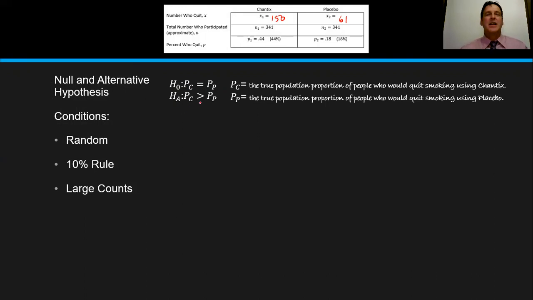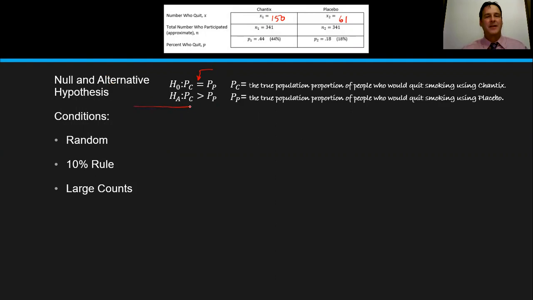Okay, the alternative suggests that the Chantix group actually has a higher proportion. And as a drug company, that's what I really want to show, that my intervention is purposeful, and that my proportion was actually larger than having a placebo group. Keep in mind that this equal to sign is always there for our purposes.